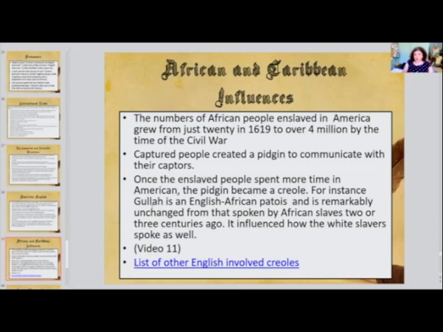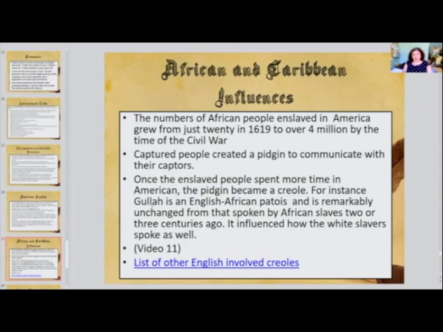But the longer they spent in America, this pidgin becomes what's known as a creole. And a creole is a stable, natural language that develops from simplifying and mixing two different languages fairly suddenly at a point in time. To give you a different example, Yiddish can be considered a creole.